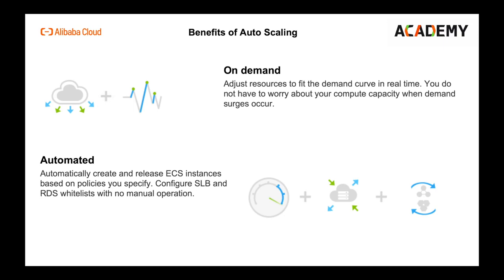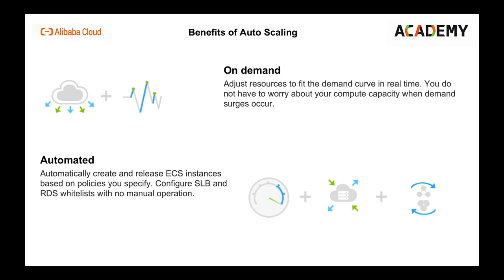So what autoscaling does on Alibaba Cloud's platform is it automatically creates and releases ECS instances based on policies that you as the user specify. Further, it can configure Server Load Balancer and RDS whitelists without any manual intervention from you.